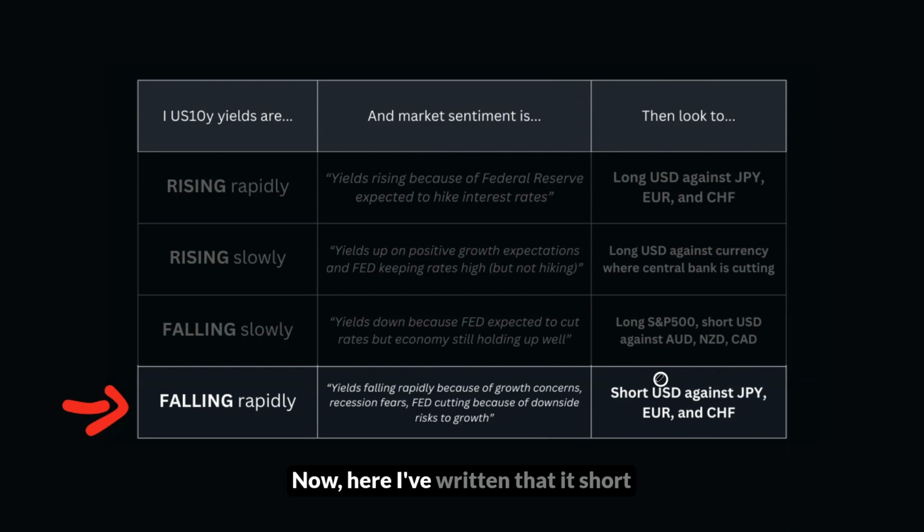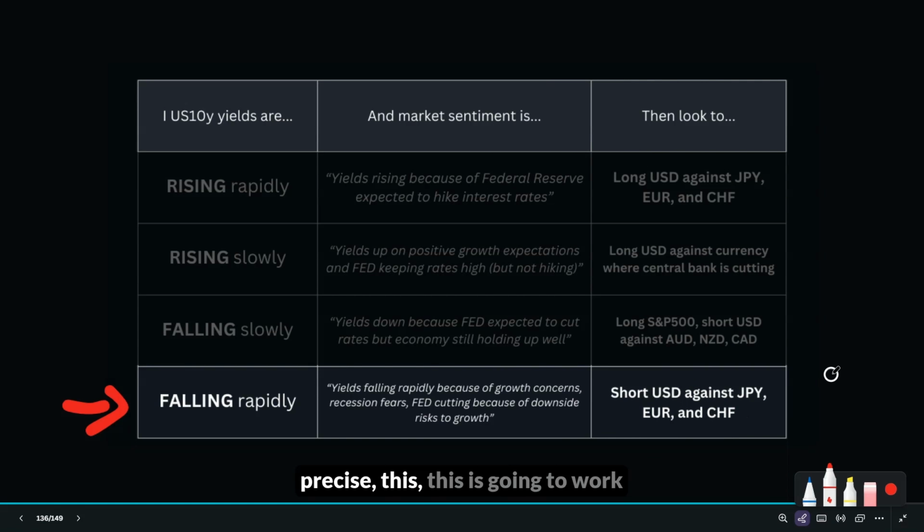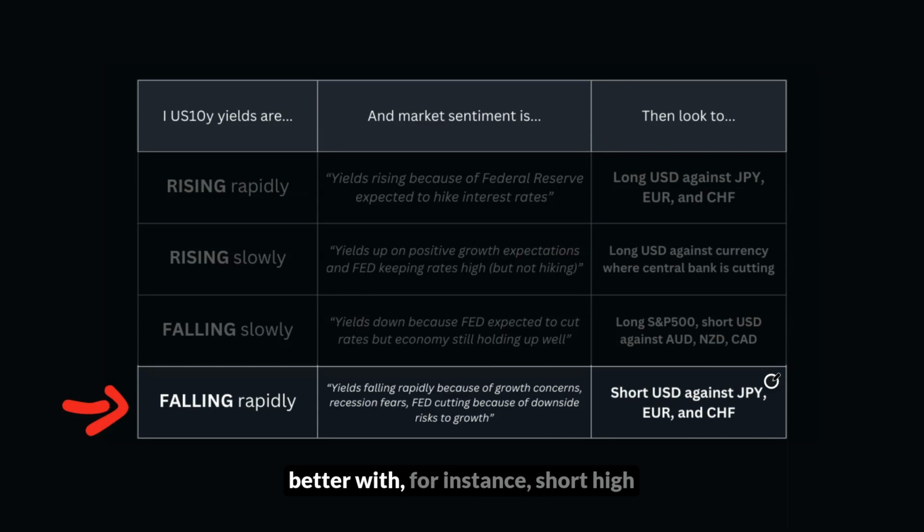Now, here I've written that it's short the dollar against the Japanese yen, the euro, and the Swiss franc. Yes, those work, but if I want to be precise, this is going to work better with, for instance, short high beta currencies such as the Australian dollar, the New Zealand dollar, the Canadian dollar against safe havens, because it's a scenario in which investors start to flow into safe havens as aggressively as they possibly can.